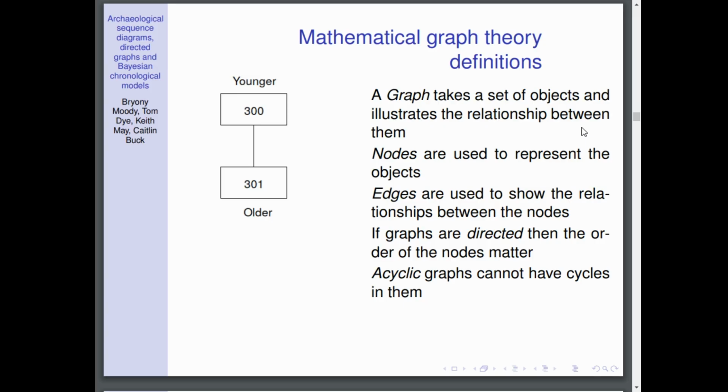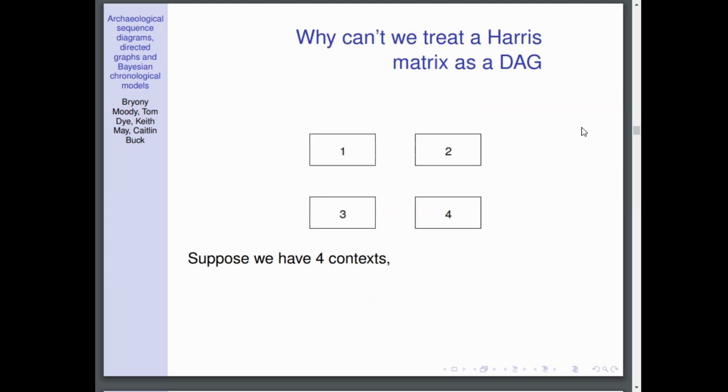So if I have another edge linking 301 back to 300, what I'm essentially saying is that 300 is older or younger than itself, which is just nonsensical. So we need to make sure that we have no cycles in. And a DAG is basically a directed acyclic graph, very inventively named, but it's a graph that has those two properties. So why can't we just treat a Harris matrix as a DAG?